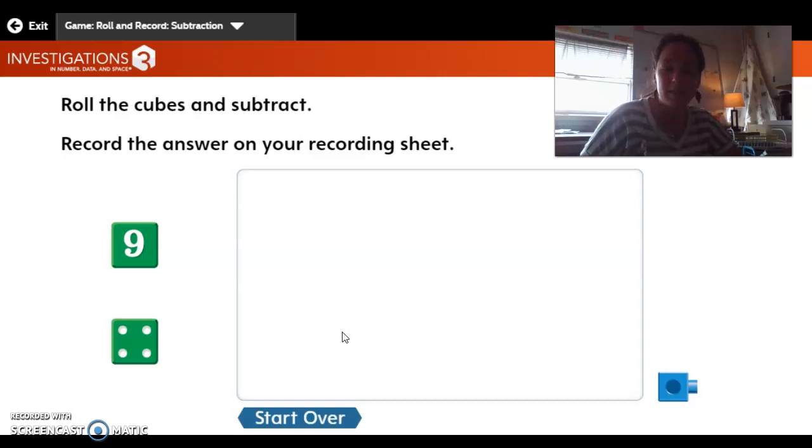Write an equation, solve it, and then show it to the person next to you. Or if you're at home, take a picture, send it to your teacher.